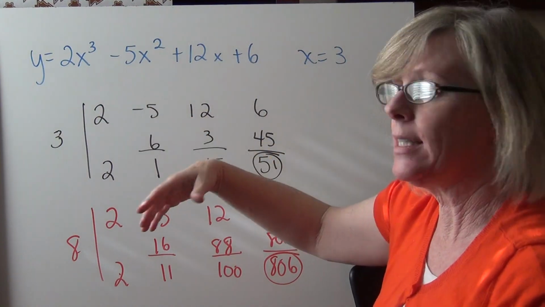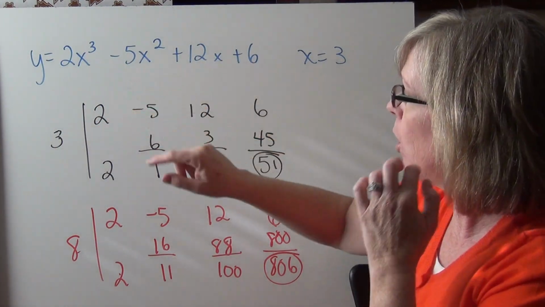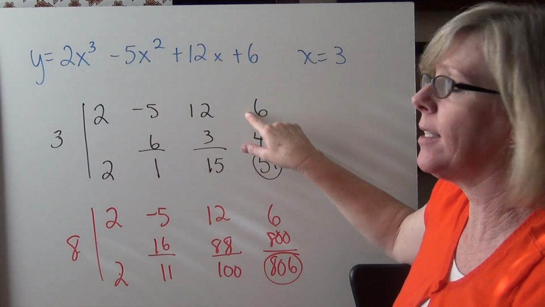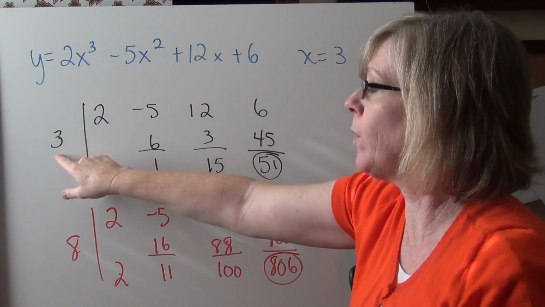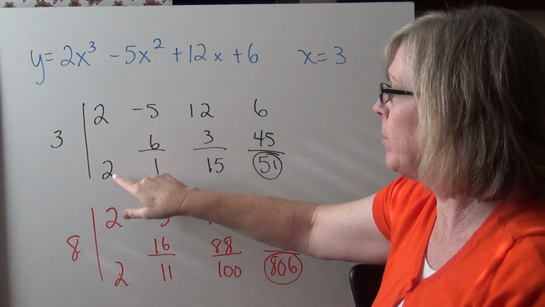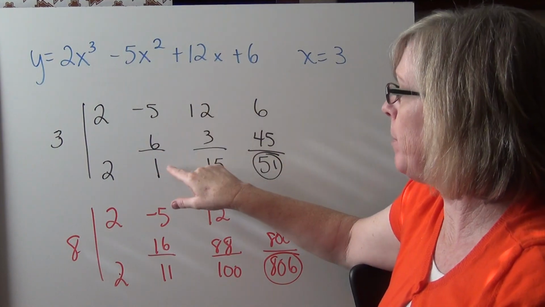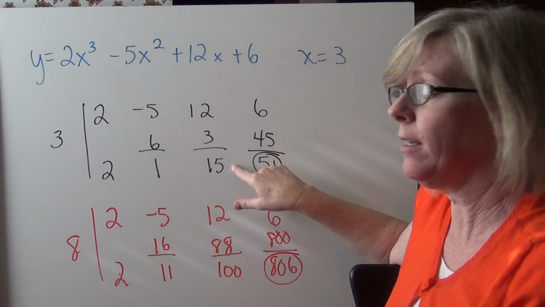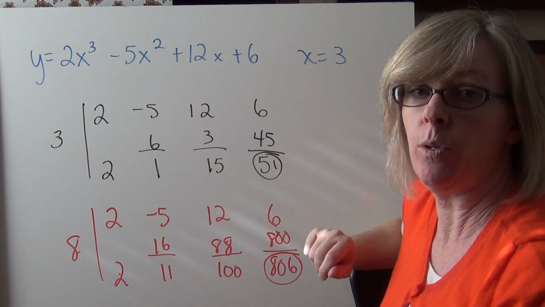So just like with synthetic division, I'm going to pull down my coefficients. I put a 2, a negative 5, a 12, and a 6. And then over here I want to know what the value is when x equals 3, so I put a 3 here. Bring down my first coefficient. 2 times 3 is 6. Add them up and get 1. 1 times 3 is 3. Add them up and get 15. 15 times 3 is 45, add them up, and my answer is 51.